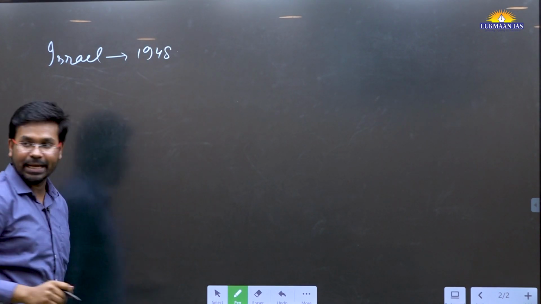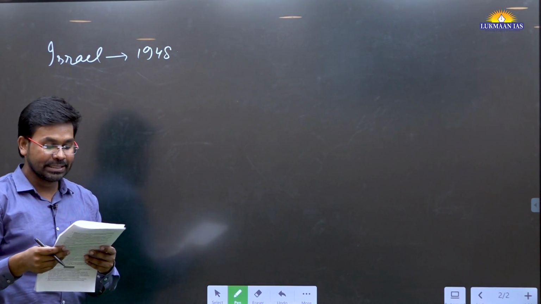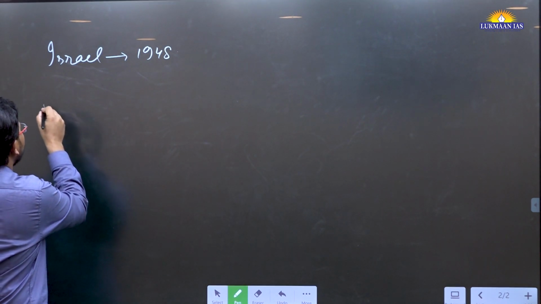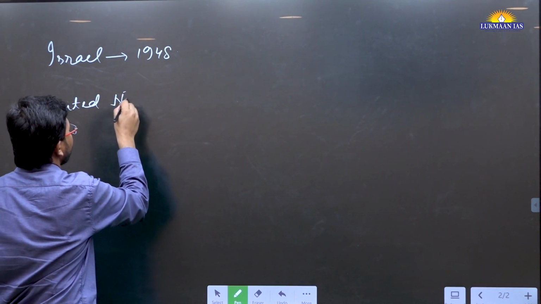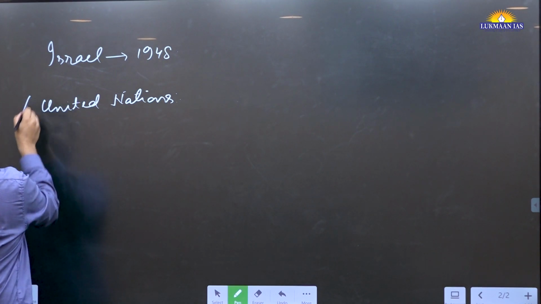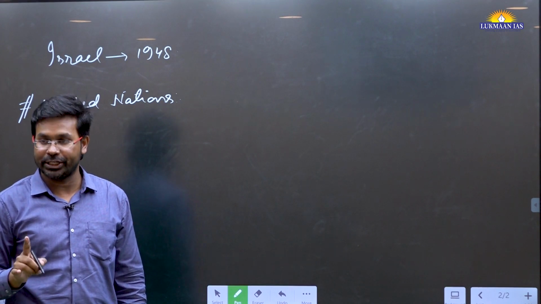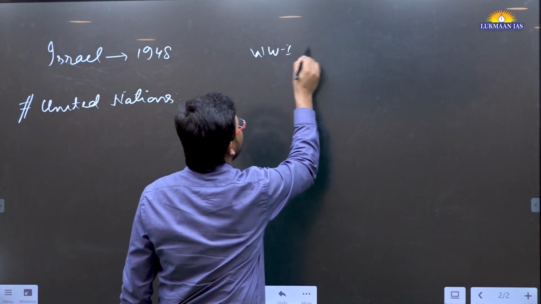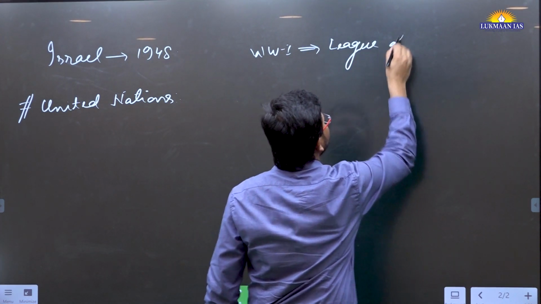Okay, Israel as a state was created in 1948. And the United Nations has also talked about a partition plan. Now we need to understand that after World War I, they created the League of Nations. So what was the role of the League of Nations?